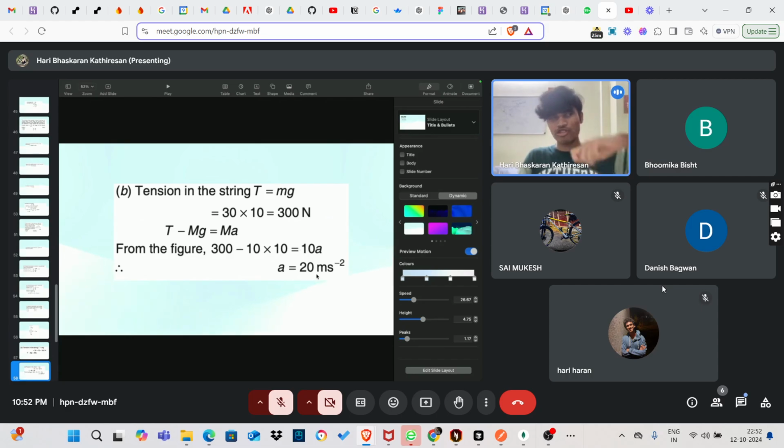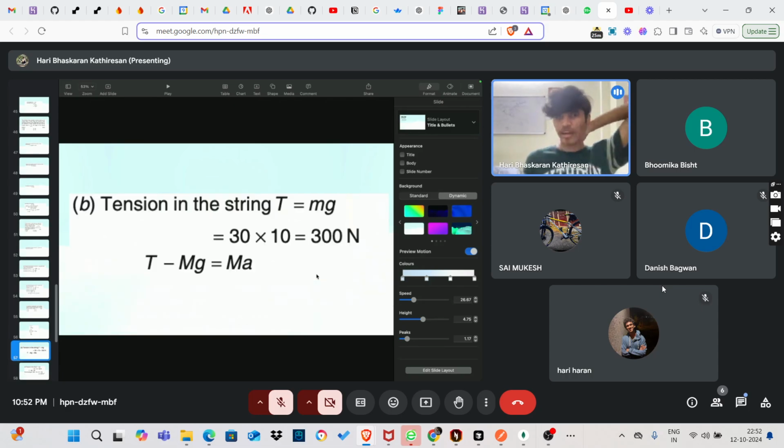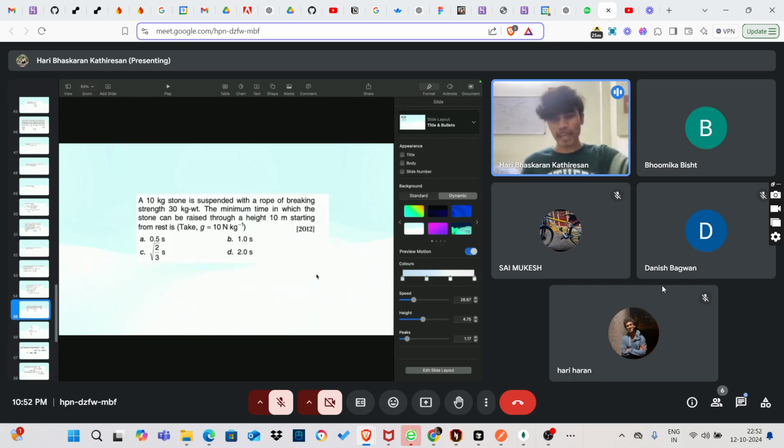You found the acceleration at which the stone can be raised in the minimum time. But they didn't ask the acceleration. They asked what is the time in which it can be raised through 10 meters. So you have the acceleration now, you have the distance, you need to find the time. So what do you use? Come on.